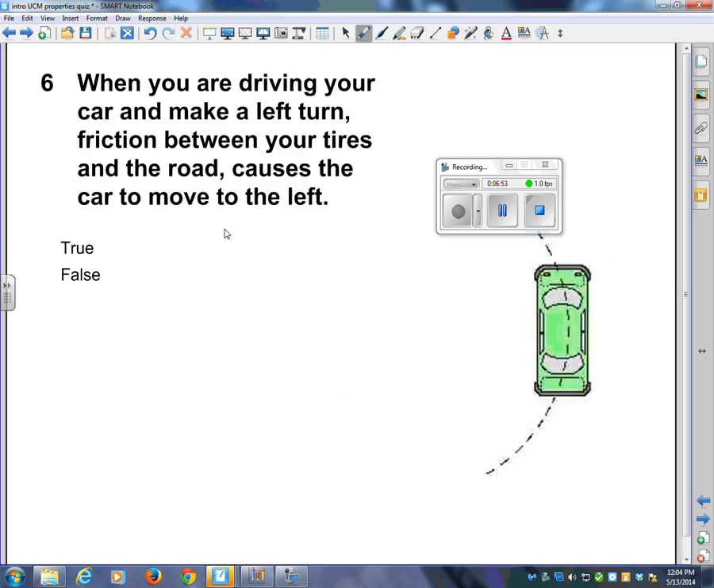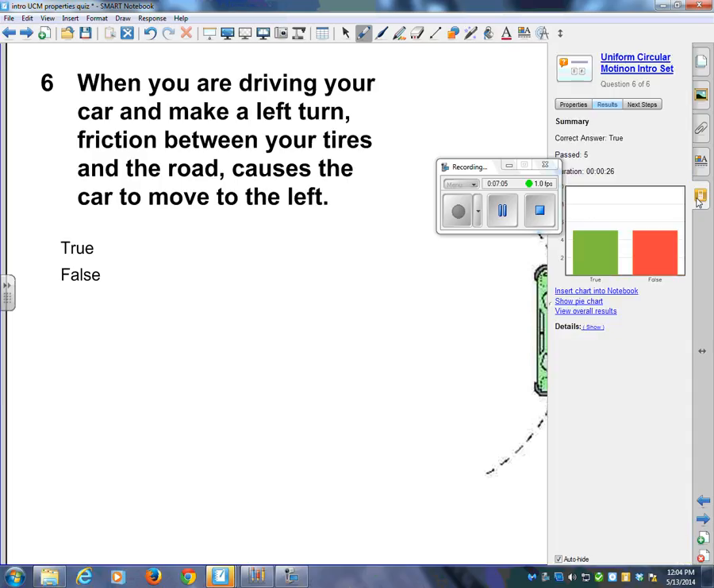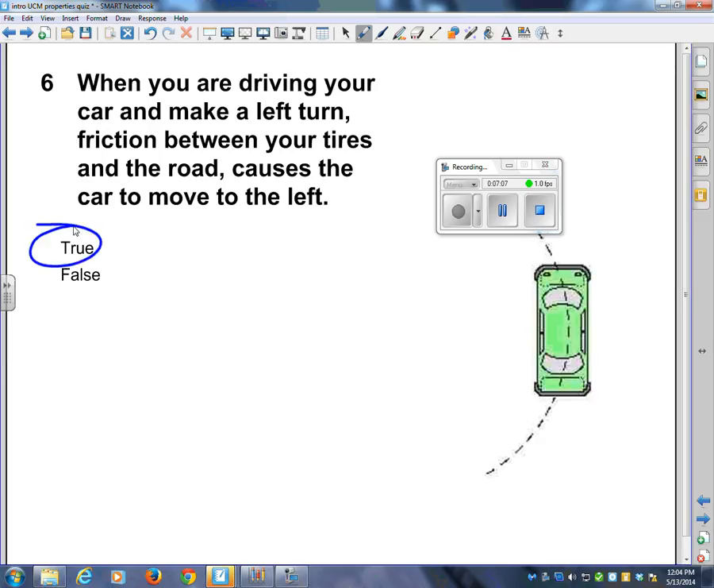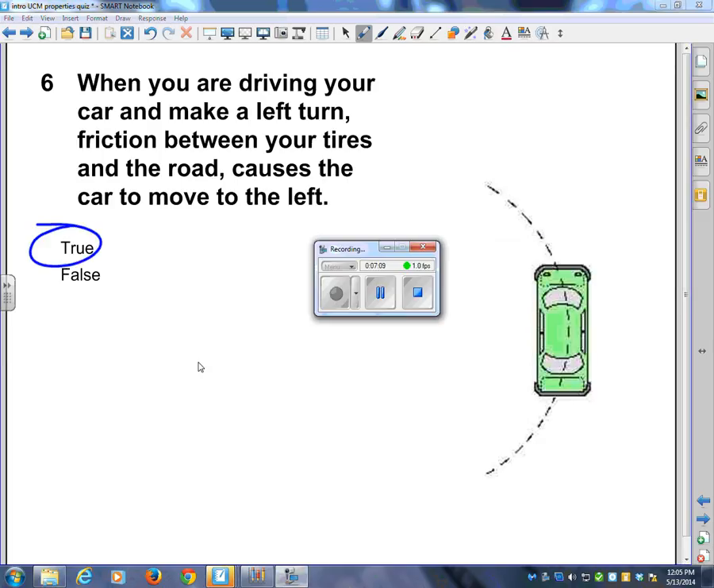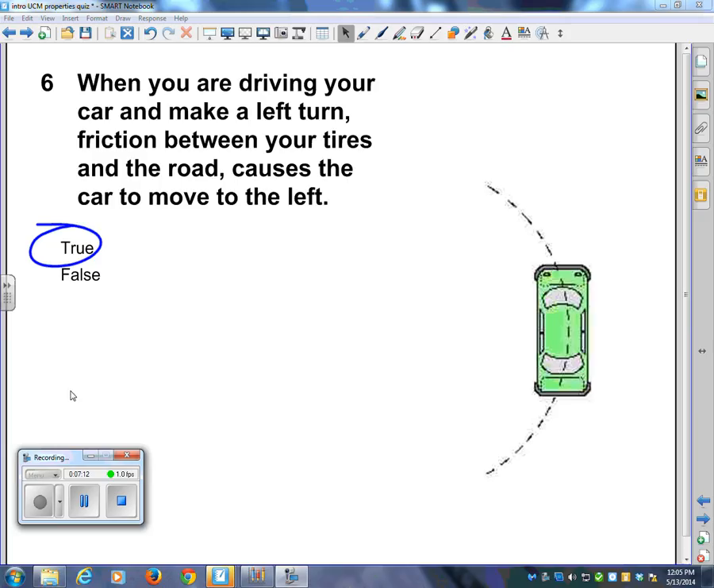When you're driving your car and make a left turn, friction between your tires and the road causes the car to move to the left. True. How is this happening? When I turn the wheel, I go left. It's because I turn the wheel, right?